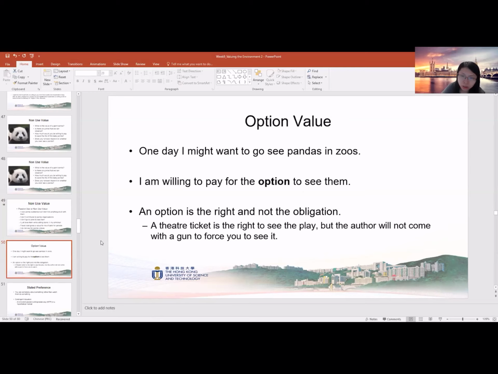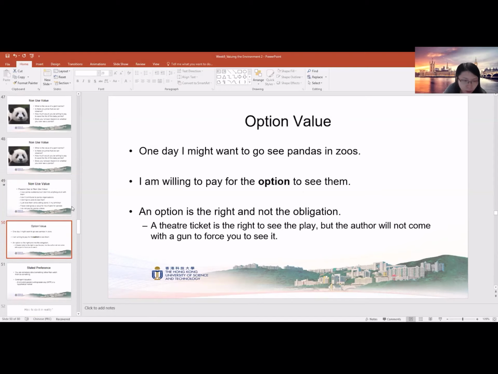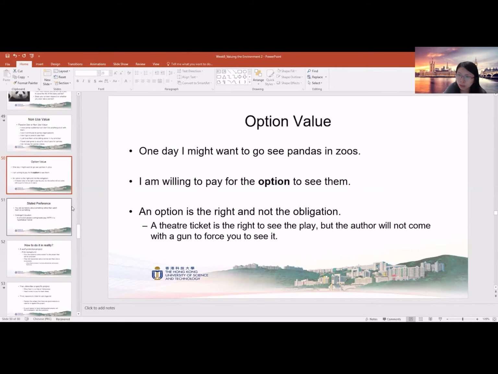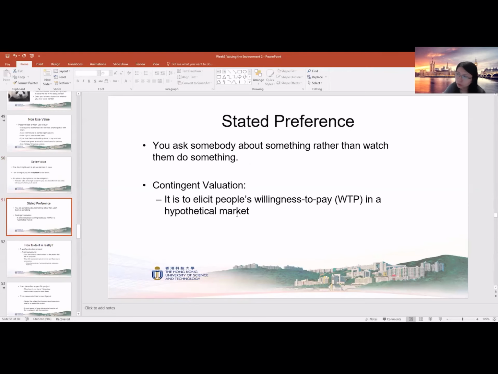Option value also applies here. Option value is not captured by actions as well, so we only observe use value through actions. Option value is something like: I plan to visit the panda sites when I have free time. I don't have free time now, so I might visit the panda sites in the future. It's similar to non-use value when we come to evaluation, because that's something you're not seeing today through people's actions. That's why we need to rely on our final evaluation approach, which is called stated preference rather than revealed preference. Stated preference is just you ask people something rather than watch them do something.